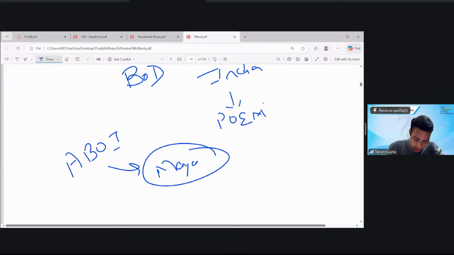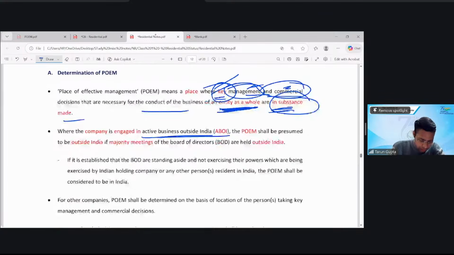And if it's taken in India, then the poem shall be in India. You are with me? Let's say first we have to see where the company is engaged in active business outside India. So if it is engaged in active business outside India, the poem shall be presumed to be outside India if the majority of meetings of the board of directors are held outside India.